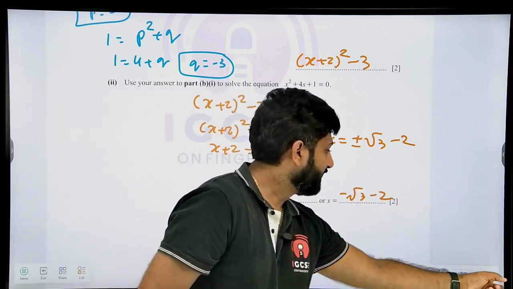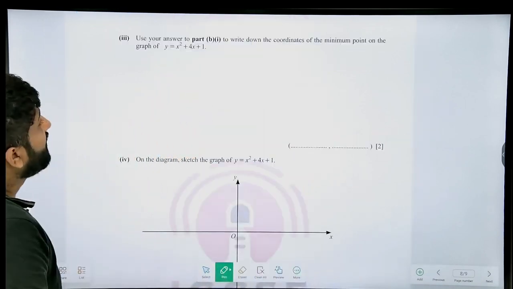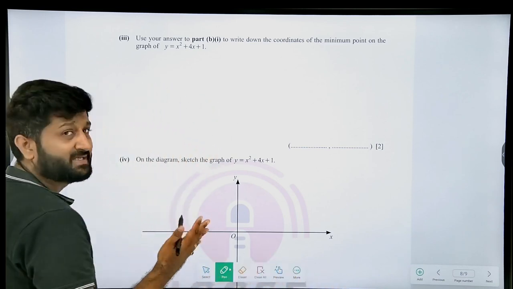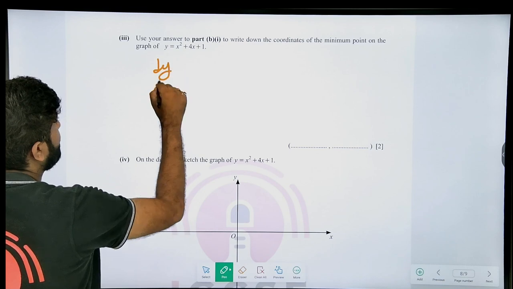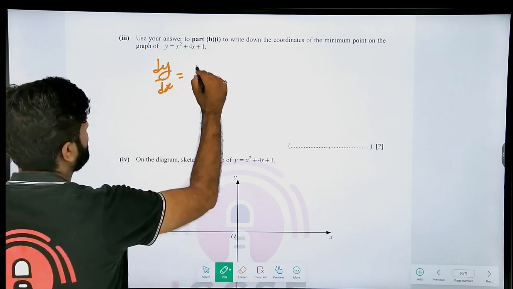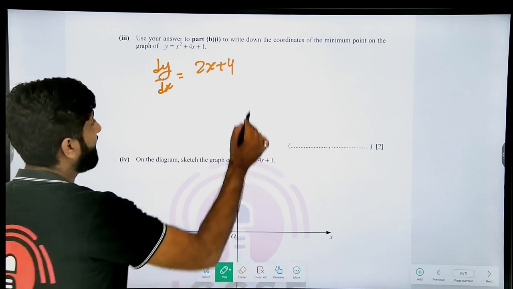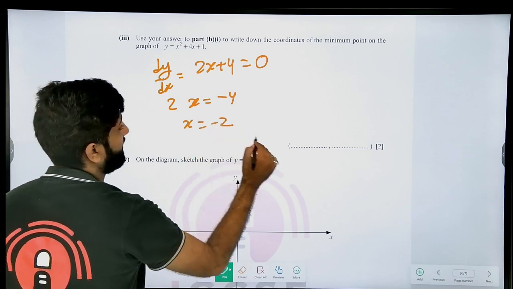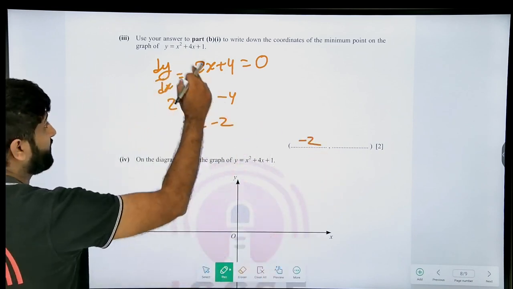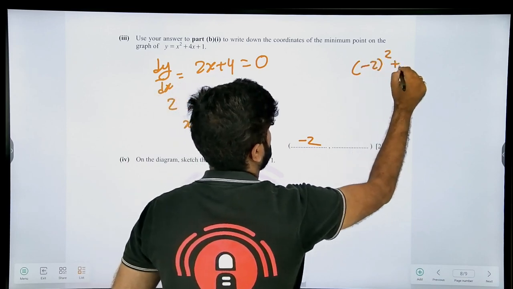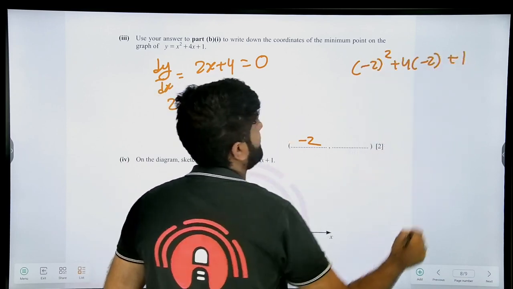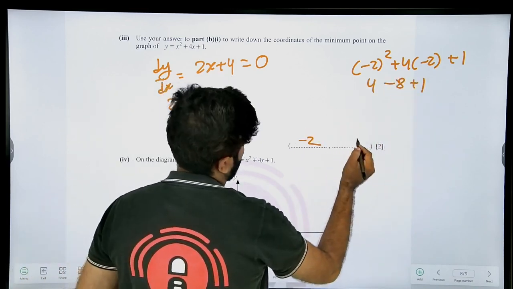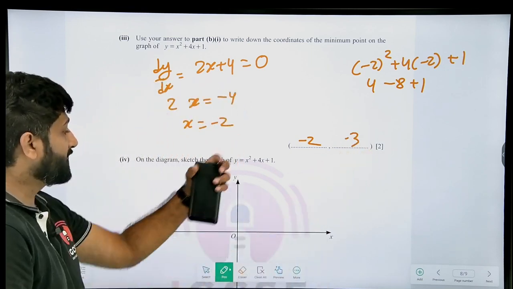Right. Now the next part would be sketching. Oh, I do have to find the minimum points as well. Okay, let us find the minimum points. Minimum points means the turning point. So dy by dx equals 0, that is 2x plus 4 equals 0, so 2x equals negative 4, x is negative 2. When x is negative 2, the value of y is negative 2 square plus 4 times negative 2 plus 1, that is 4 minus 8 plus 1. 5 minus 8 is negative 3.